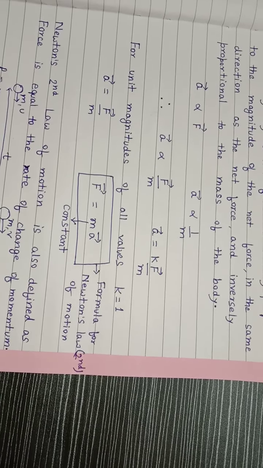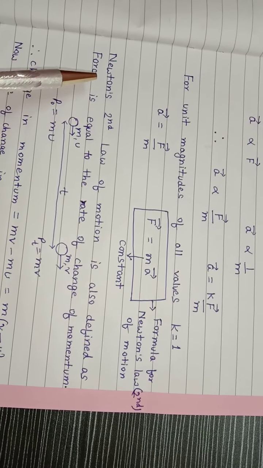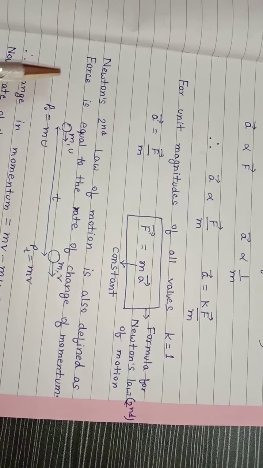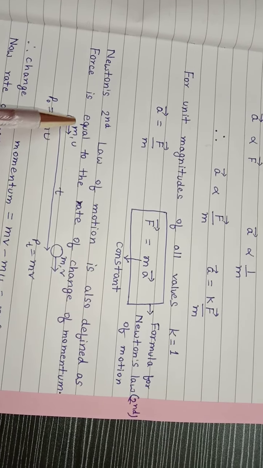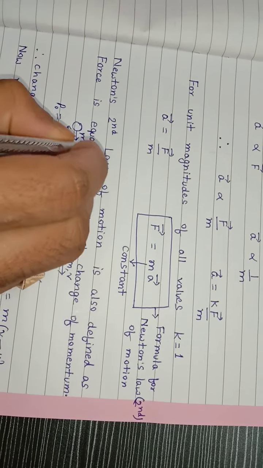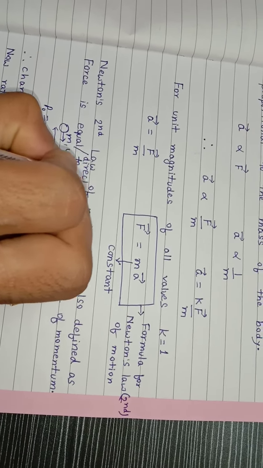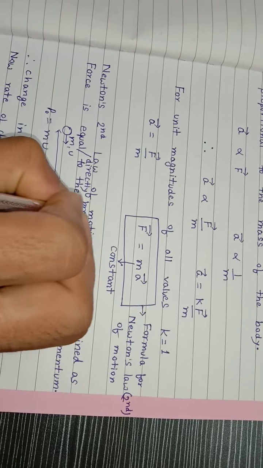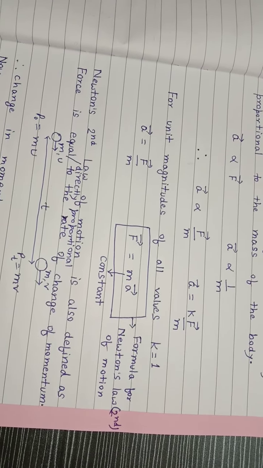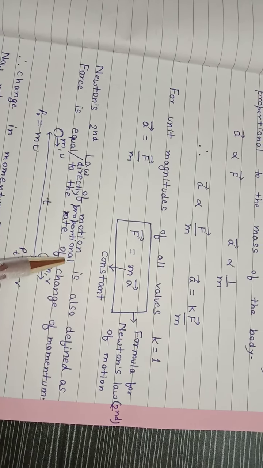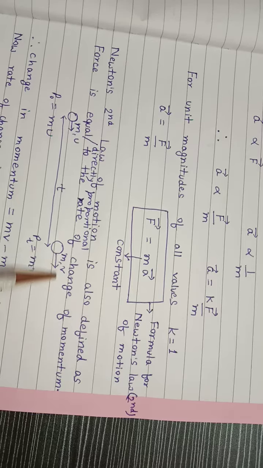Okay, now there is one more way to describe Newton's second law of motion. We have one more definition. Newton's second law of motion is also defined as: force is equal to, or directly proportional to, the rate of change of momentum. So you see that we have one more definition, that force is equal to or directly proportional to the rate of change of momentum.